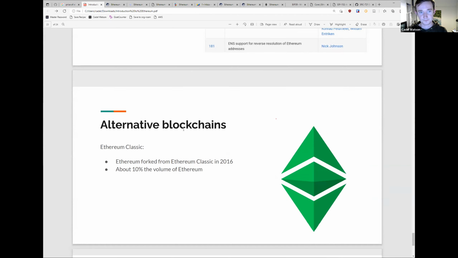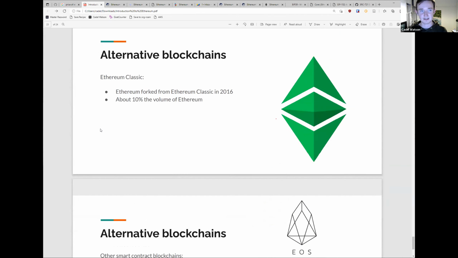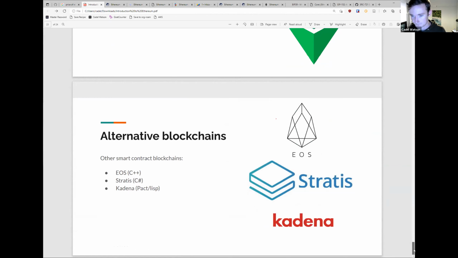Okay, so we'll talk more about alternative blockchains another time. There are a bunch out there that do smart contracts, but we'll go into that. Okay, so are there any questions there about that intro before we go into how we can actually start using Ethereum?